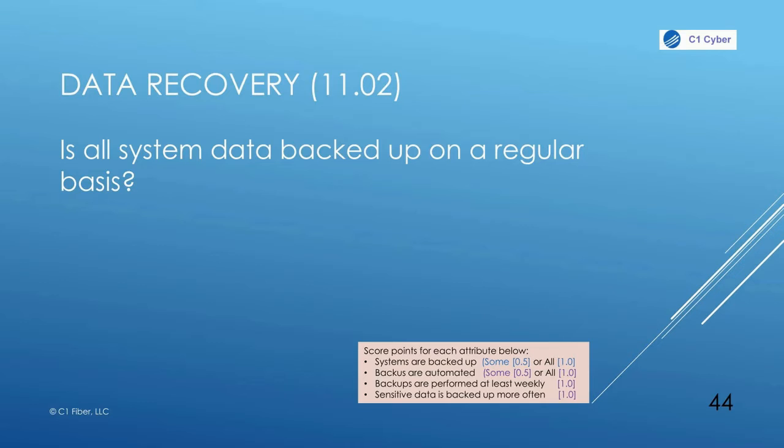Add 1/2 point if some backups are automated, or 1 point if all backups are automated. Add 1 point if backups are performed at least weekly, and add 1 point if sensitive data is backed up more often. Pause the video now in order to consider and record your answer before continuing.